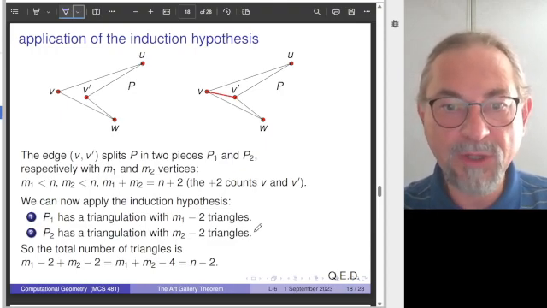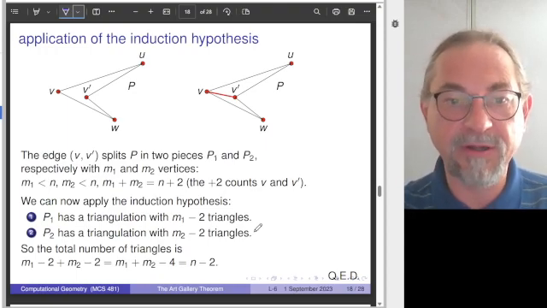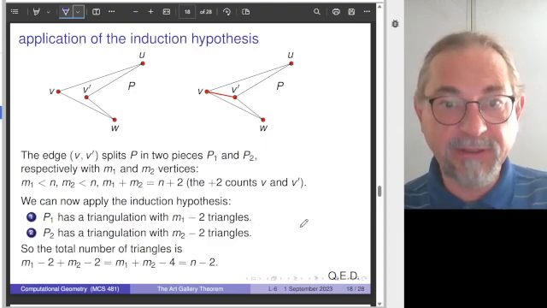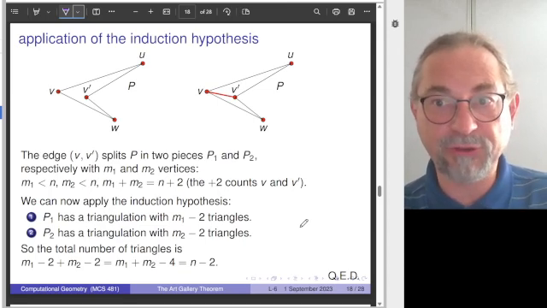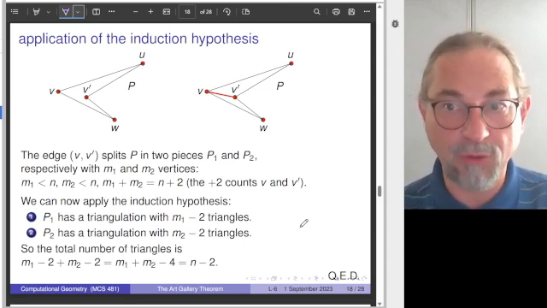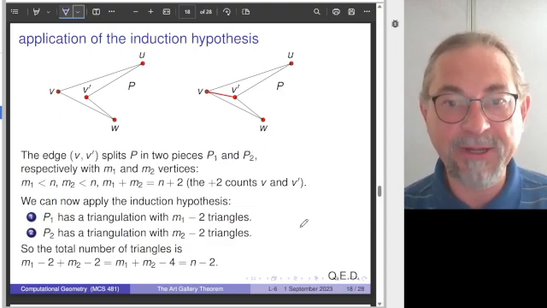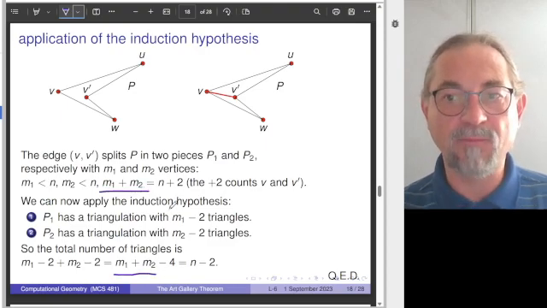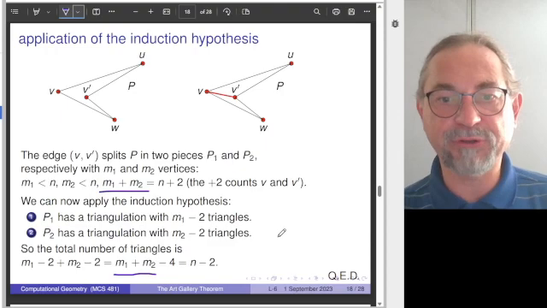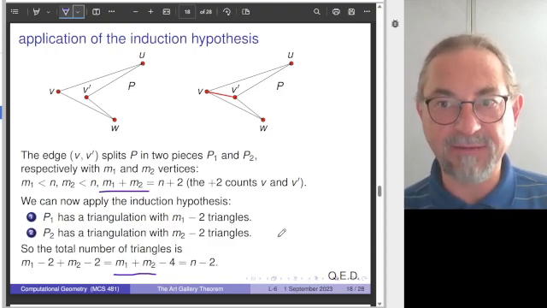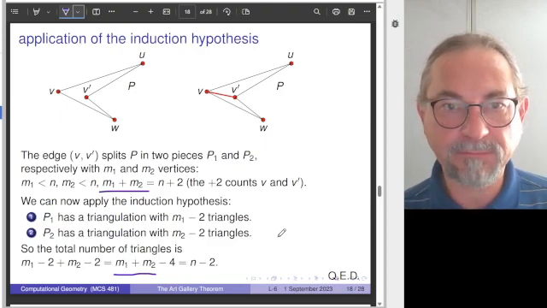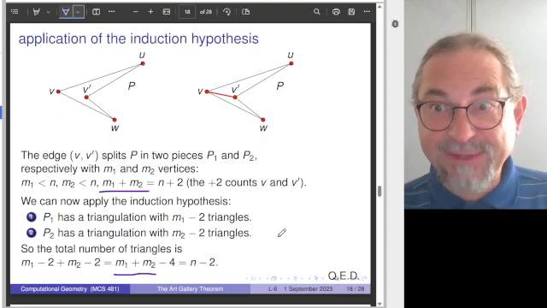Okay. So we are interested in the total number of triangles. So that's actually the point. In making the sum of the number of triangles, we apply the induction hypothesis twice, once to P1, once to P2. We know how many triangles there are, we add them up, and then we replace the M plus M1 plus M2 by N plus 2, and that gives us the statement of the theorem. Quod erat demonstrandum. Okay, we are through.